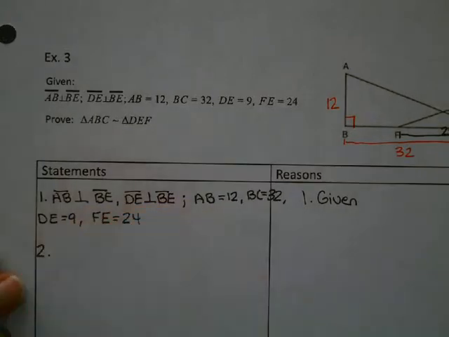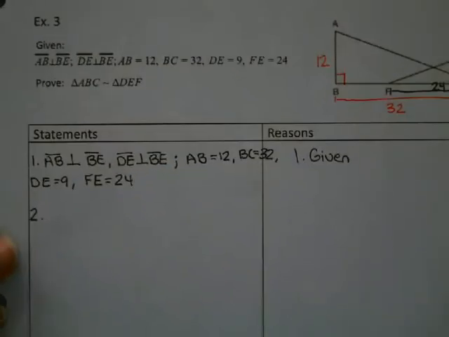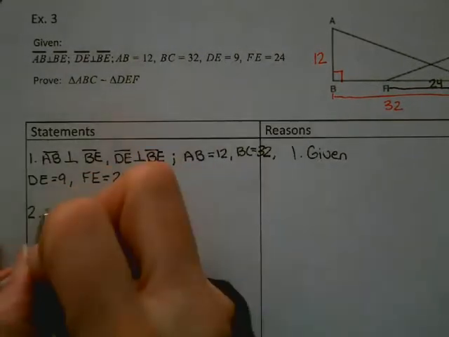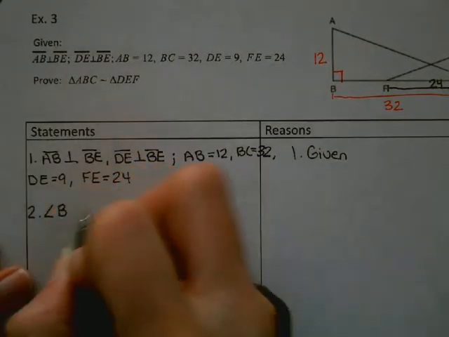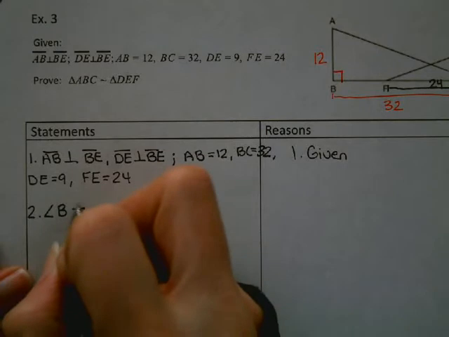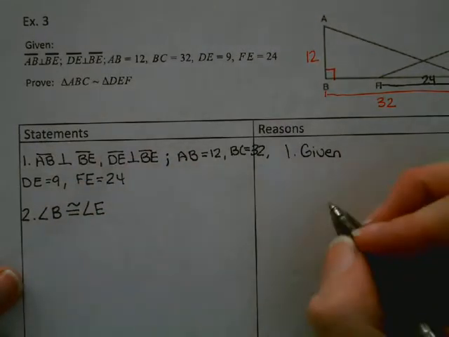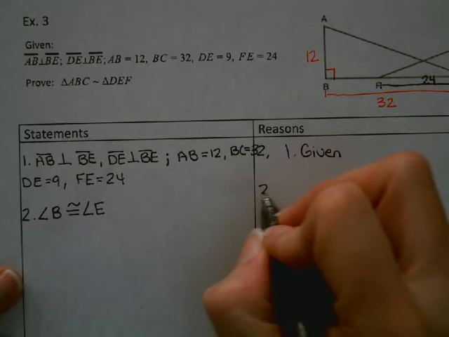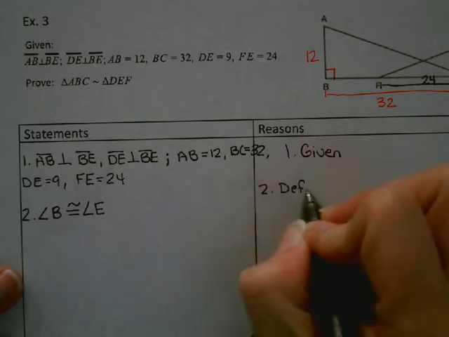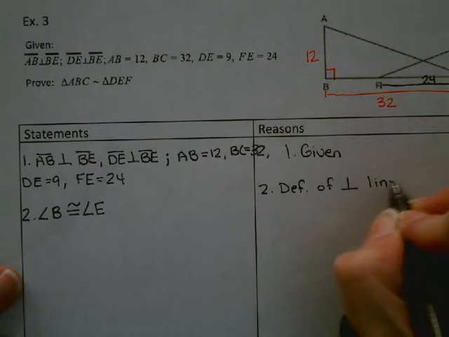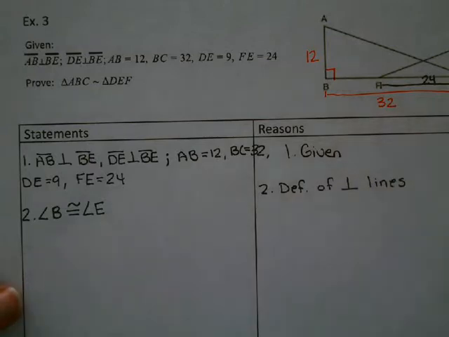If we look at this now, you should notice, because those are both 90 degrees, we have a set of congruent angles. I'm going to say angle B is congruent to angle E by definition of perpendicular lines. They're perpendicular lines, which means they always meet at 90 degrees, so those angles have to be equal.